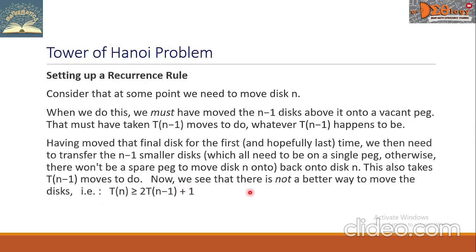Now we see that there is not a better way to move the disks. That is, T of n is greater than or equal to 2 times T of n minus 1, then plus 1. Thus, we arrive at our recurrence rule. T of n equals 2 times T of n minus 1, then plus 1.